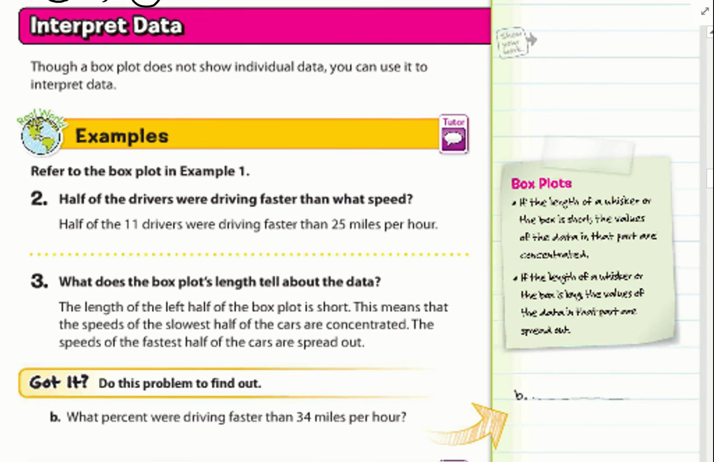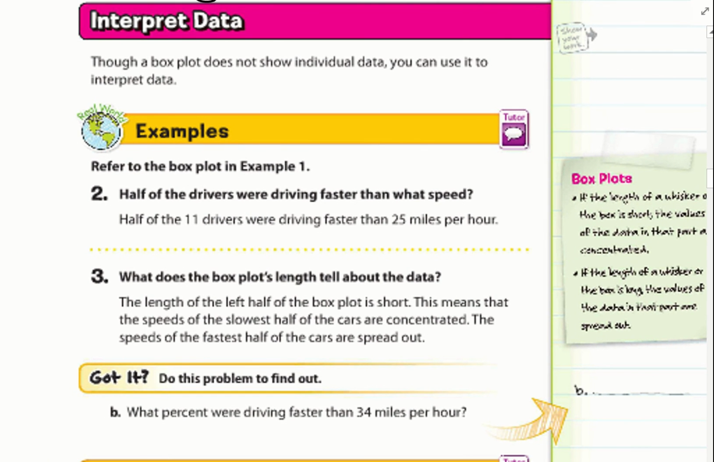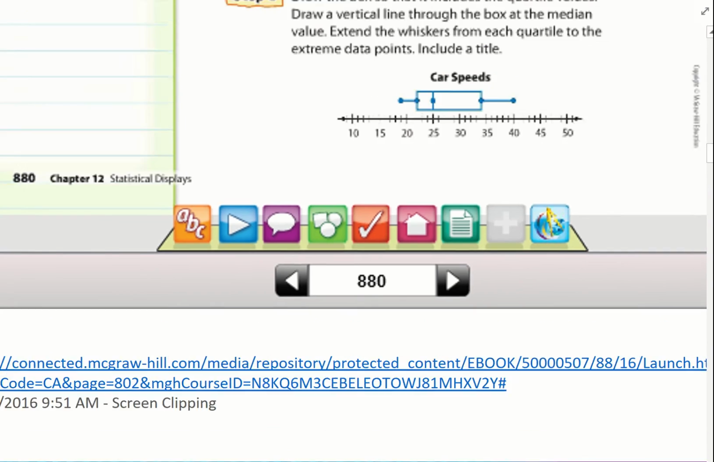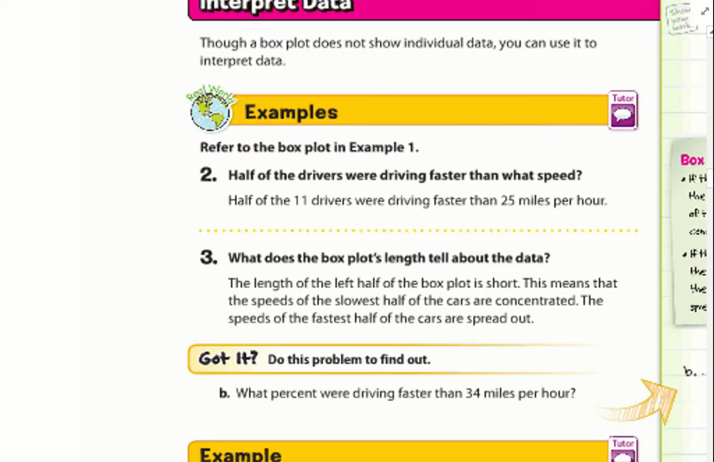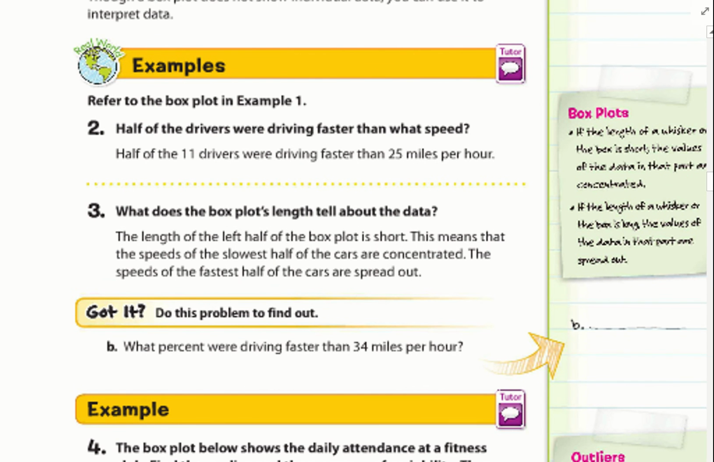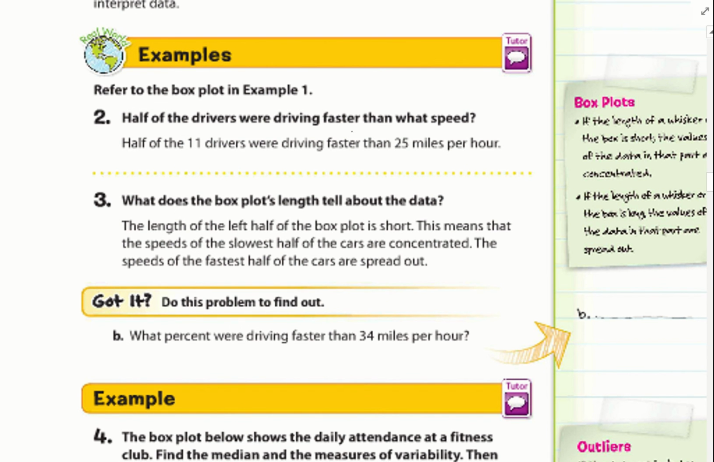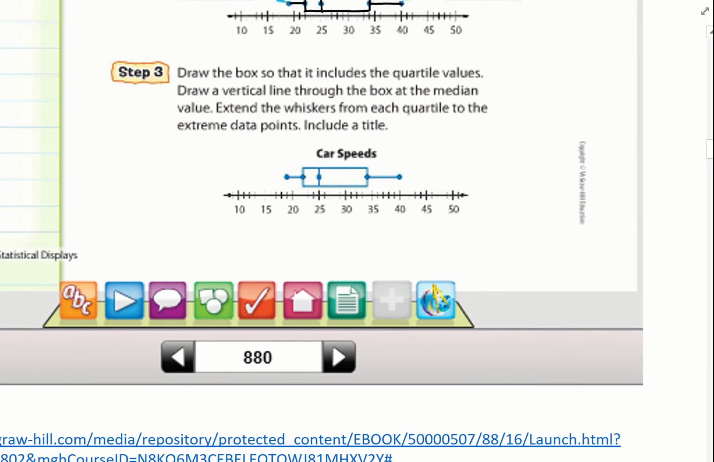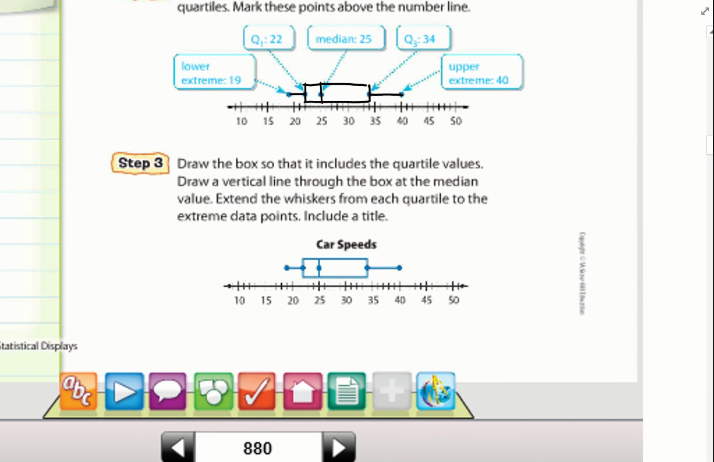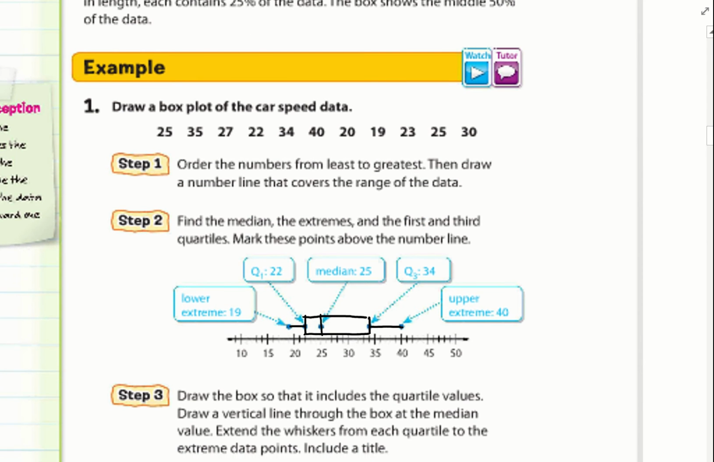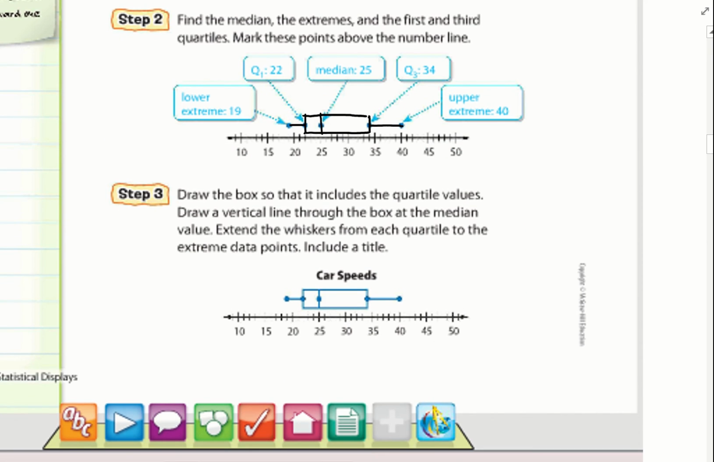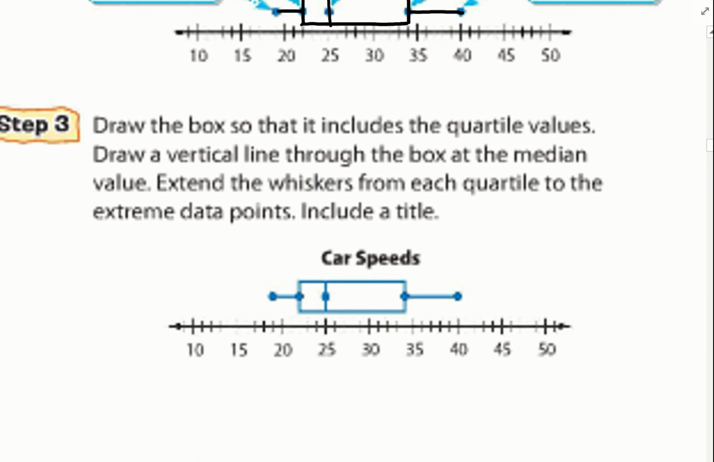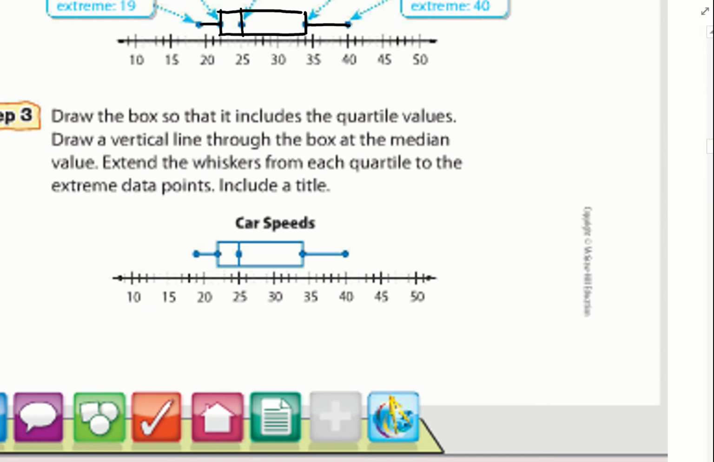So now we're going to learn how to interpret data. This is back to the percentages. Refer to the box plot in example 1. Half of the 11 drivers were driving faster than what speed? Well, if I look back up here, the halfway mark is going to be my median. So right now my median is at 25 miles per hour.